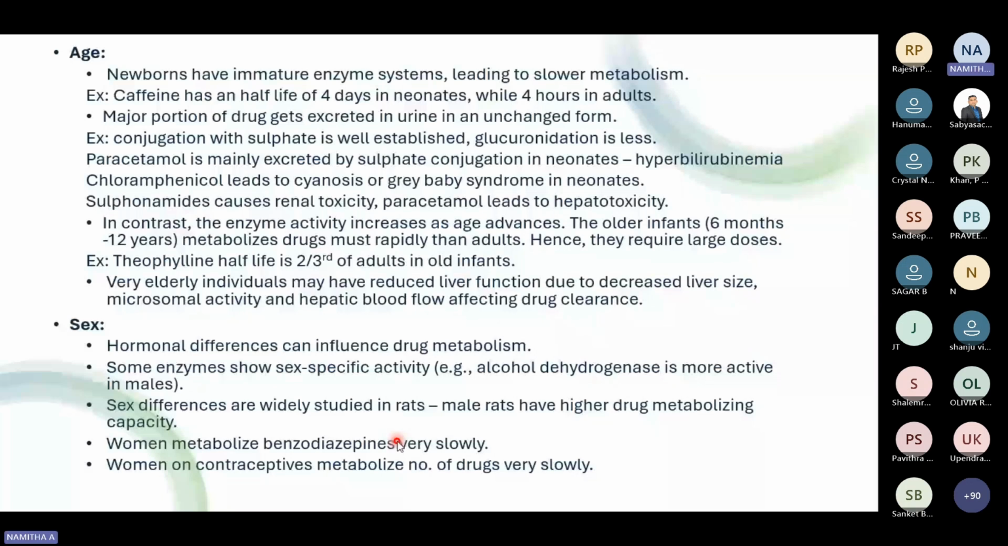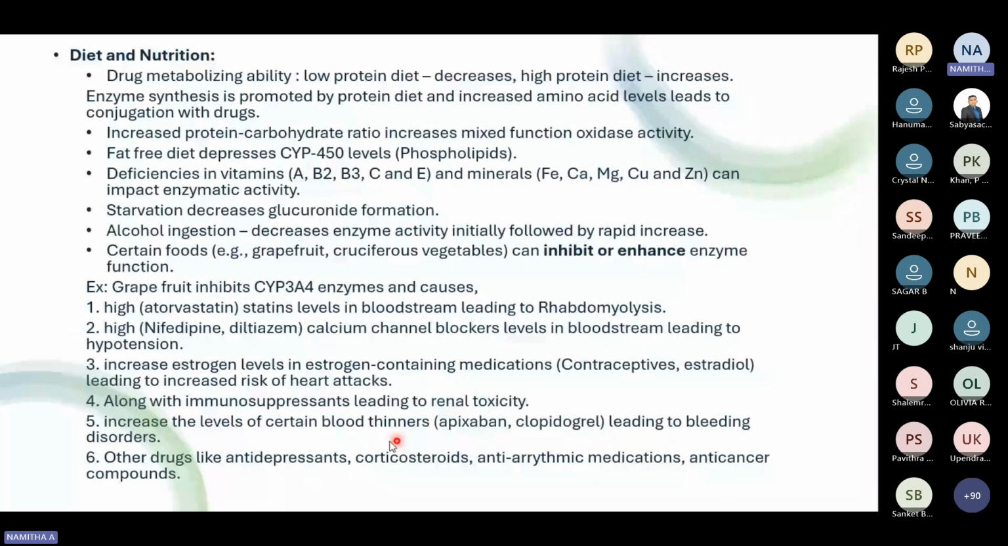Coming to the next factor, diet and nutrition. Drug metabolizing ability varies according to the diet. When you take a lower protein diet, the metabolizing ability decreases. In contrast, a higher protein diet will increase the metabolizing ability. This is because enzyme synthesis is promoted by protein diet, and the increased amino acid levels in the blood lead to very rapid conjugation of drugs.